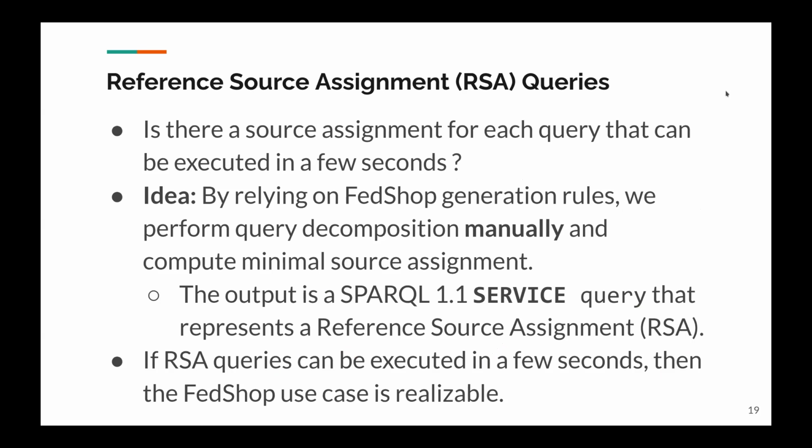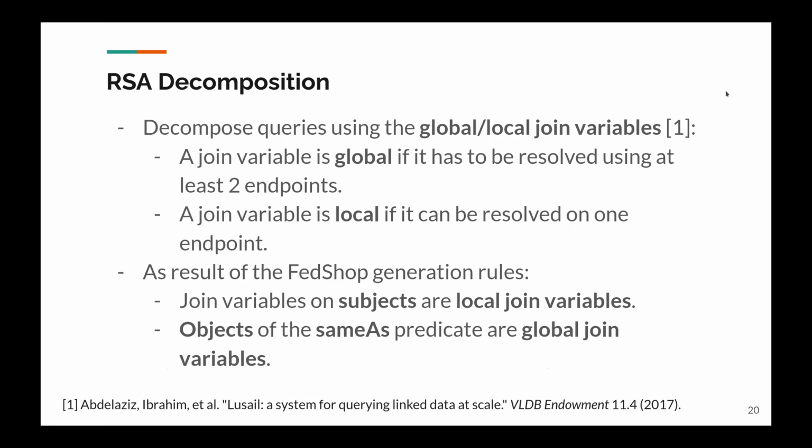And if these reference source assignment queries can be executed within a few seconds, then we would say, okay, this shows that the FedShop use case is realizable. In a bit more detail, when we create these reference source assignments, we decompose the query based on the global and the local join variables. The global join variables are the ones where the join needs to happen across federation members.